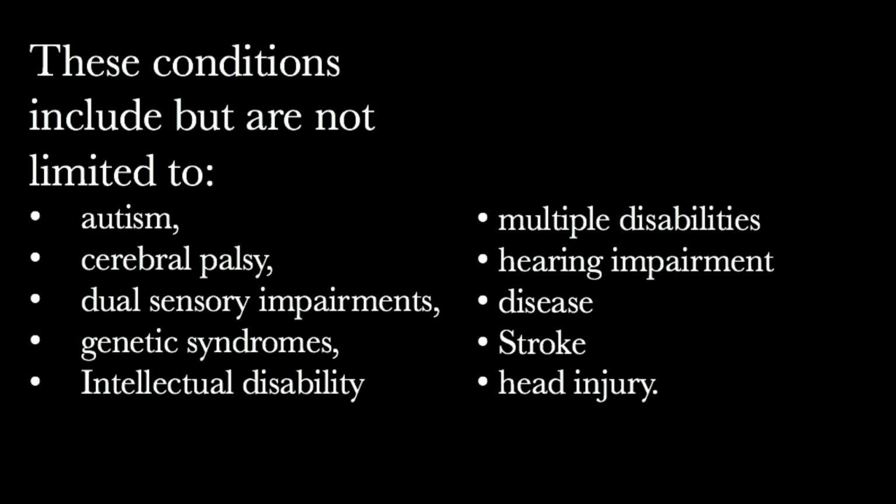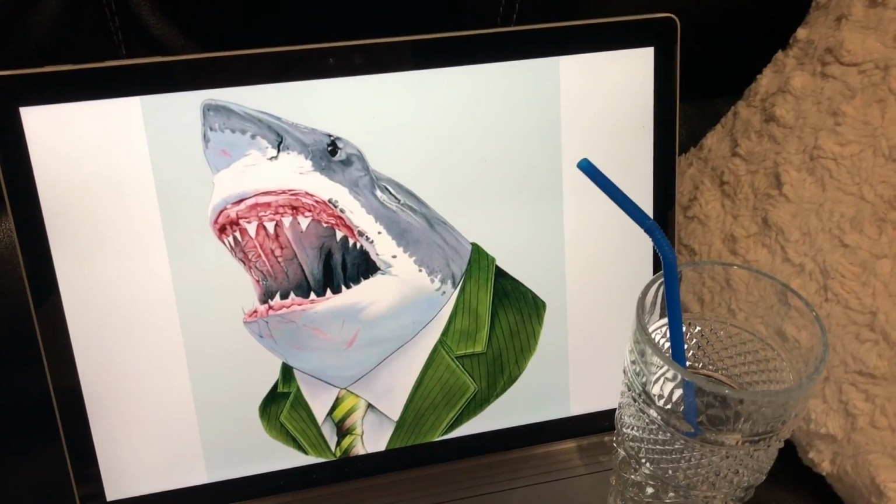These conditions include, but are not limited to, autism, cerebral palsy, dual sensory impairments, genetic syndromes, intellectual disability, multiple disabilities, hearing impairment, disease, stroke, and head injury. ASHA also says that the main difference between augmentative and alternative is that augmentative is when the communication is manipulated to supplement the existing speech, and alternative communication is when you use it in the place of speech. Oh, I see.